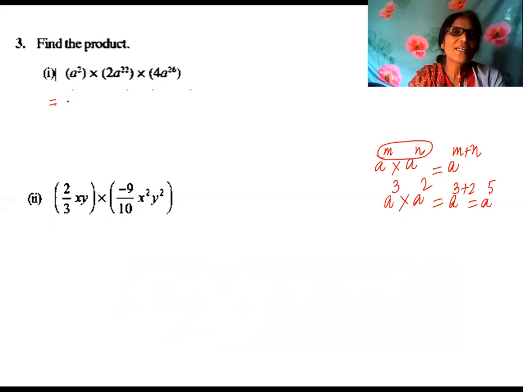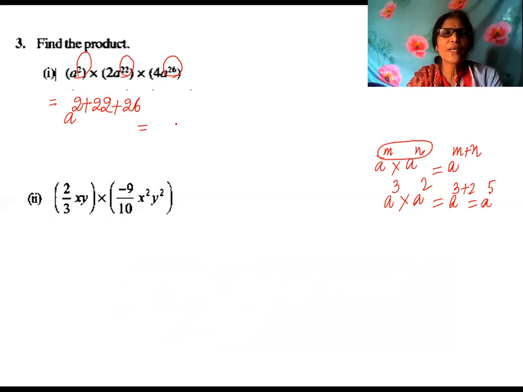So here in the a, how many powers are there? For the first it is 2, for the second it is 22, and for the third it is 26. So I'll add them all. It will be 22 plus 2 is 24, 24 plus 26 is 50. So a to the power 50.